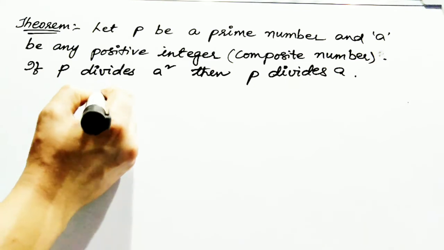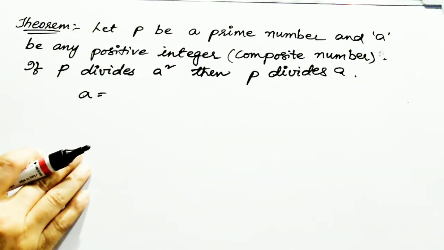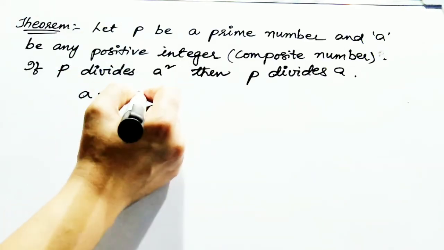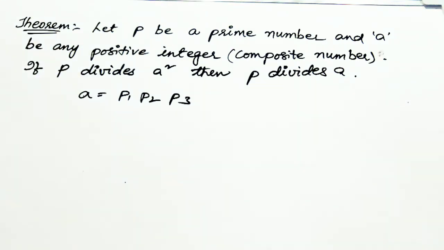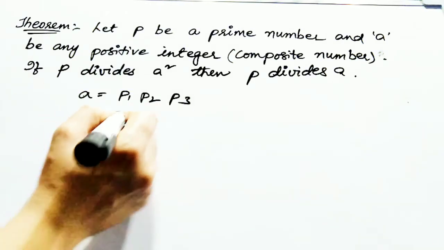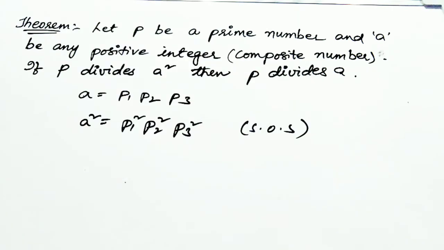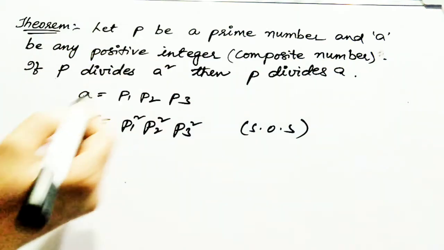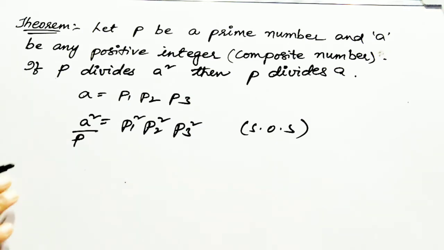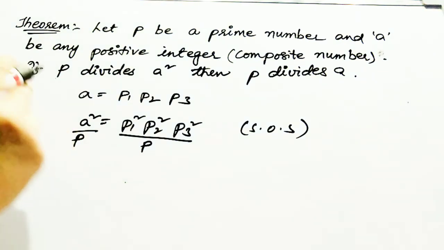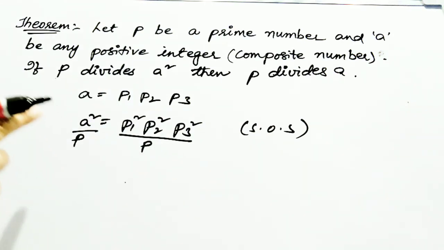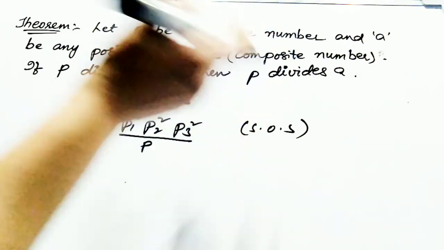So just take A. Okay, what is your A? A is any positive number, which is a product of prime numbers P1, P2 and P3. A is a product of prime numbers. Okay, if P divides A square, suppose you are squaring on both sides, A square equals P1 square, P2 square, P3 square. Squaring on both sides. So what we are saying is, if P divides your A square, it is dividing this also. If it is dividing this also, then some numbers are cancelling. Let P divide A square. If P divides A square, then P also divides A.